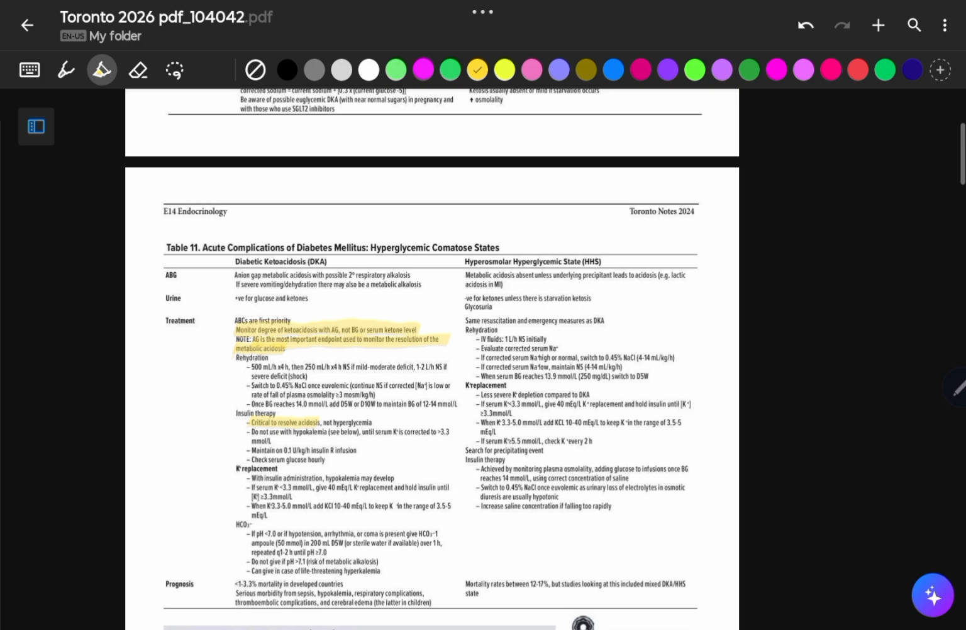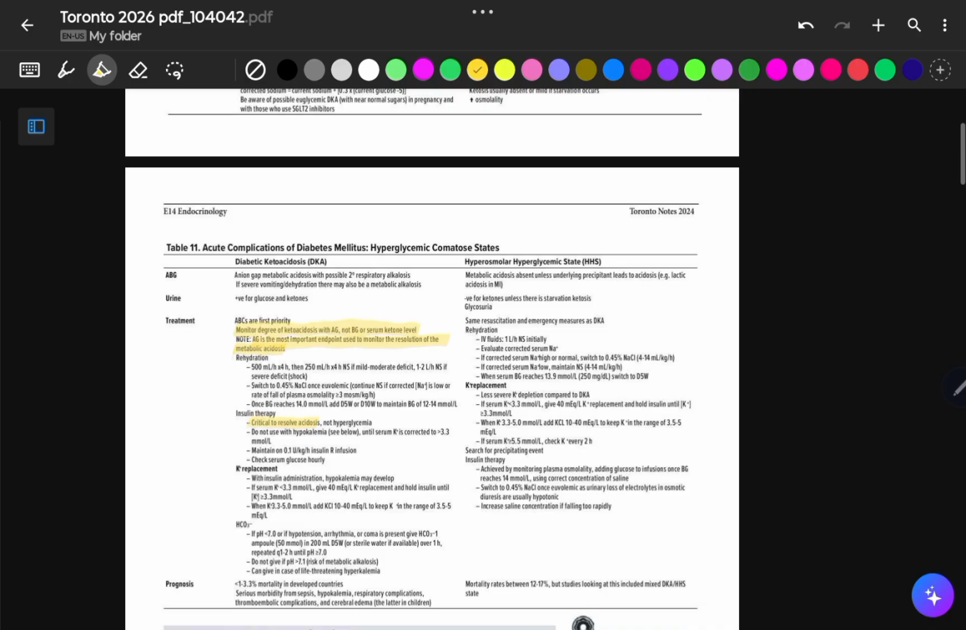Okay, 40 mEq per liter of potassium replacement, and hold insulin until the potassium is more than 3.3 millimoles per liter. So now when the potassium is between 3.3 to 5 millimoles per liter, add your potassium chloride 10 to 40, because you want the range to remain like that. All right, so what are we giving to replace potassium?